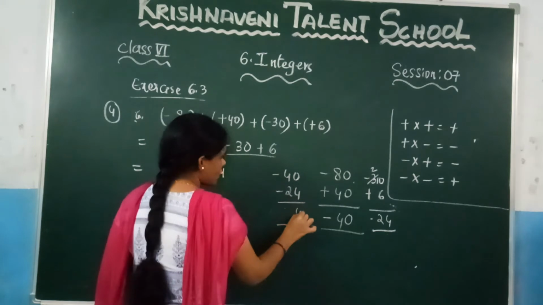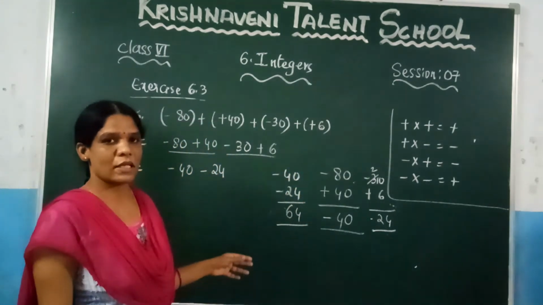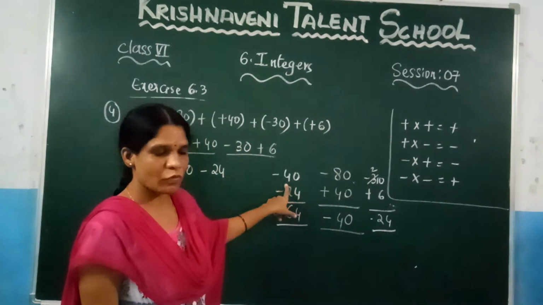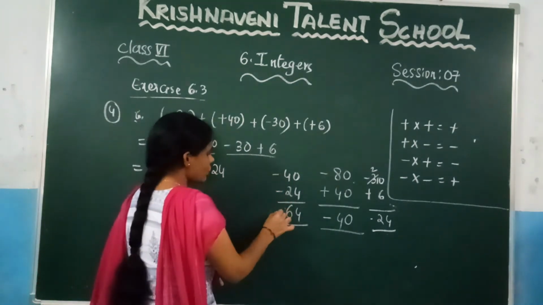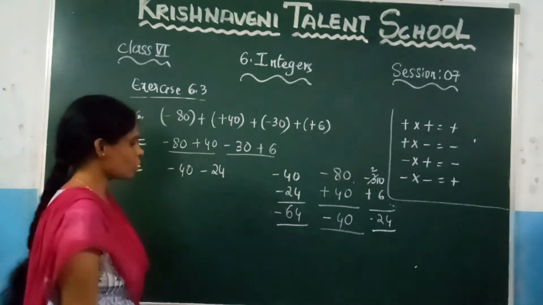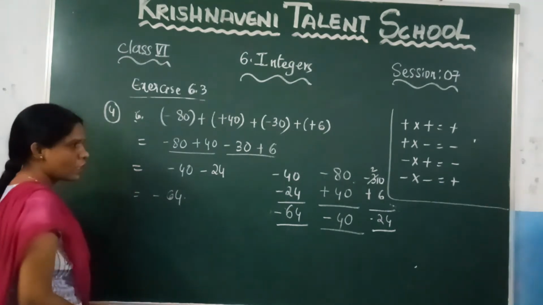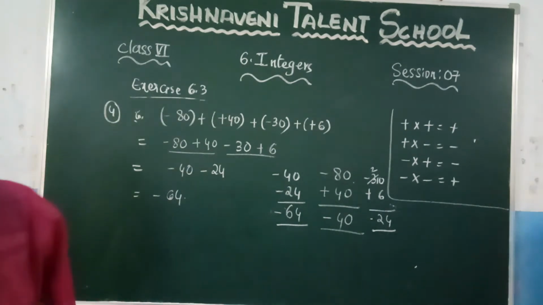0 plus 4, which is 4. 4 plus 2, which is 6. Right? Now let us check what is the biggest number symbol. So here 40 is 40. So what is the symbol? It is there minus. So in the answer you need to keep it here minus. So what should be the answer here? Minus 64. Like that you need to solve. Let us go for the next question.